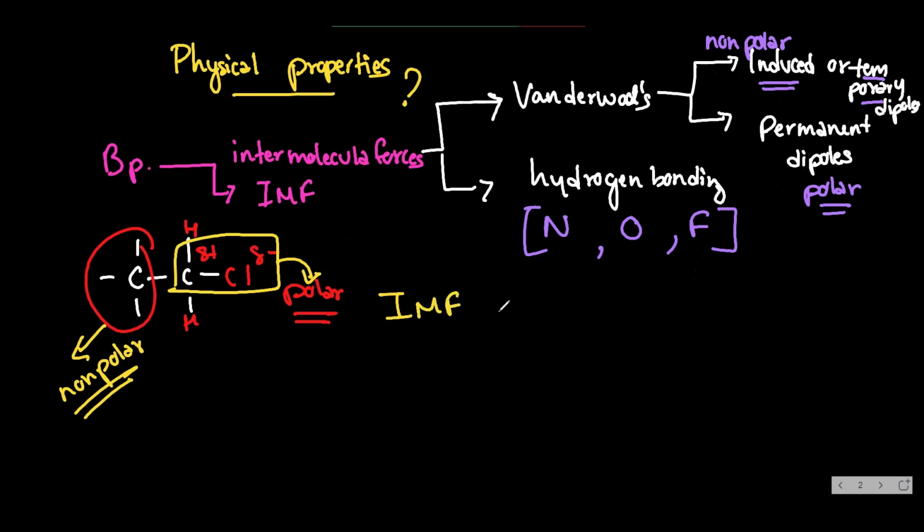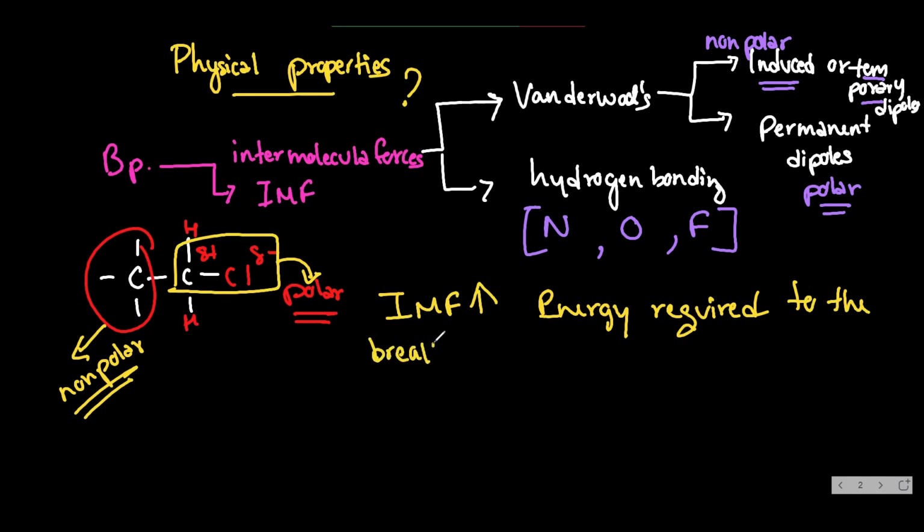As intermolecular force of attraction increases, the energy required to break the bonds increases, hence boiling point increases. Primary halogenoalkanes usually have a higher boiling point compared to secondary and tertiary halogenoalkanes of the same molecular weight. That's one of the causes, honestly.